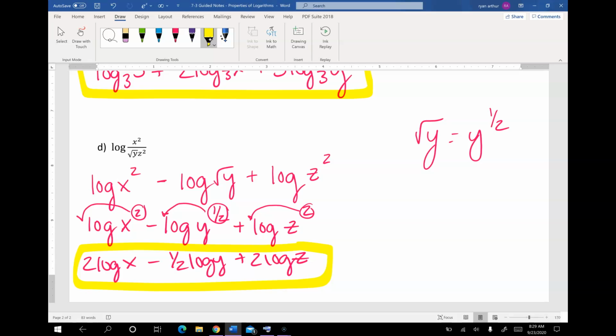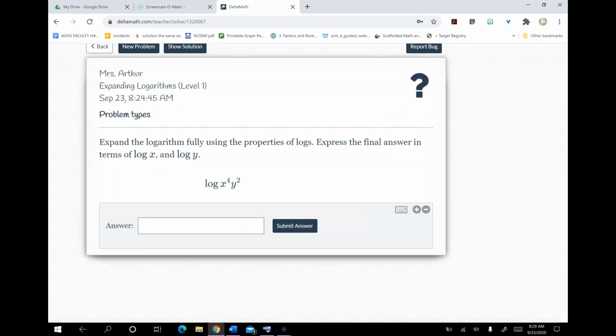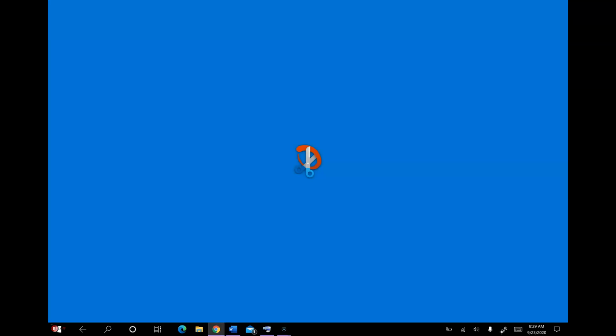Alright, let's do some Delta Math ones. I'm going to show you how to type them in too. So let's do our little screen snip. And the bell's about to ring, so you're about to hear a loud bell.